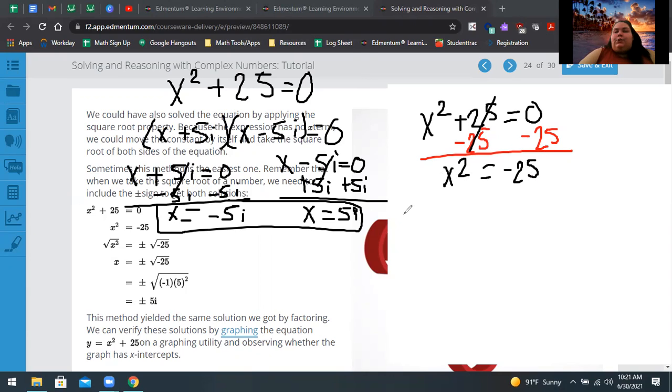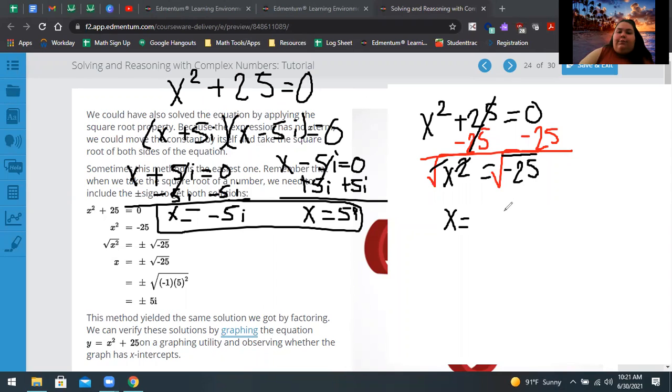I don't want x squared, I just want x. So I'm going to take the square root of both sides. By taking the square root, the square cancels, and we're left with x. Now, it's equal to the square root of negative 25.